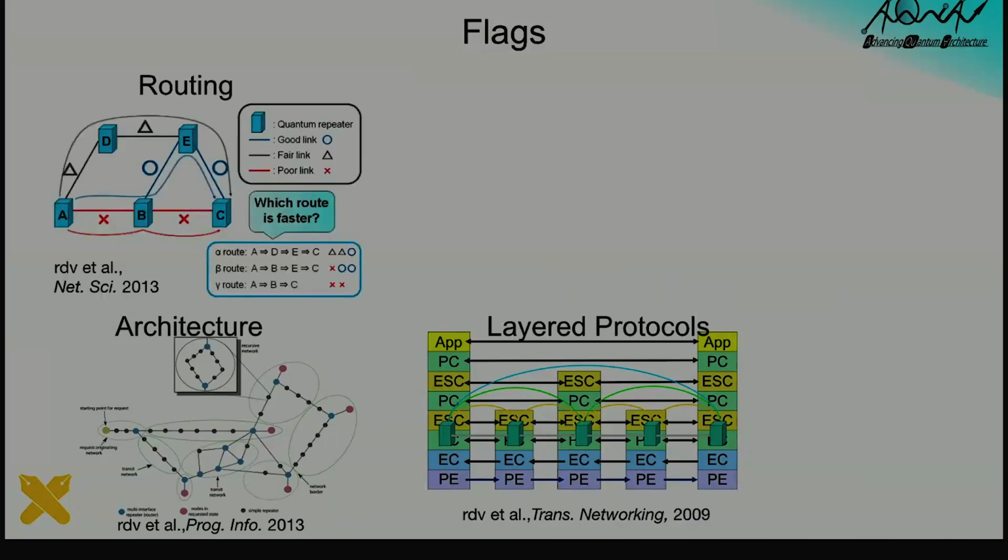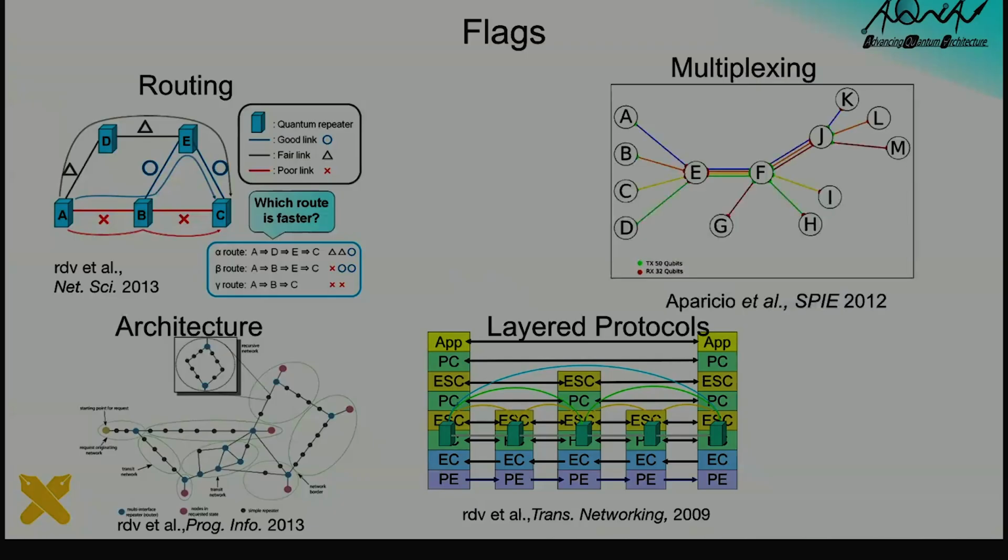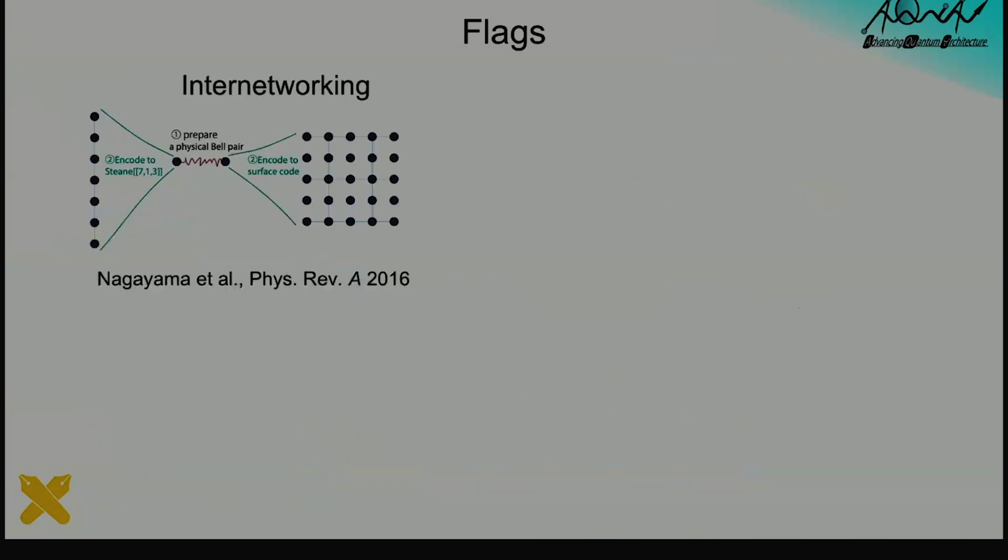Routing, I talked about earlier this morning. This was from the bachelor's thesis of Takahiko Sato, who is now an associate professor at one of Keio's other campuses. Multiplexing, I talked about this morning as well. We have also worked on how to do internetworking at the logical level. And this comes from Shota's PhD thesis. So when you have one network, a 2G network that depends on the Steane code, and another network that depends on the surface code, how would you create interoperability between those two?